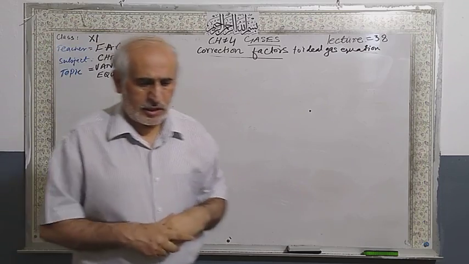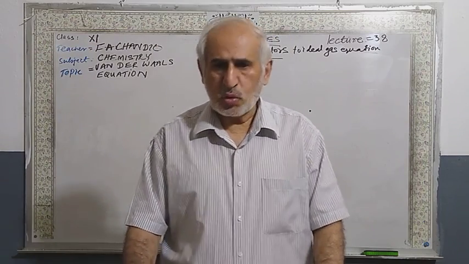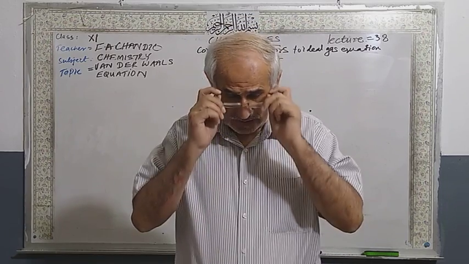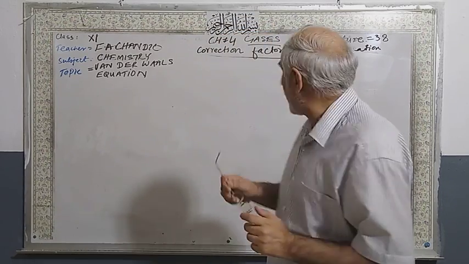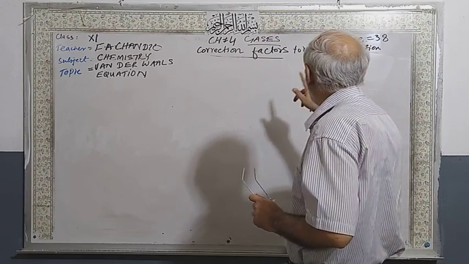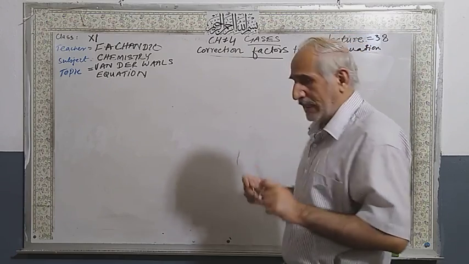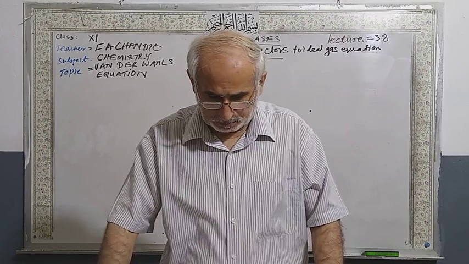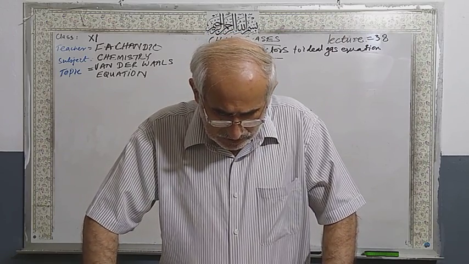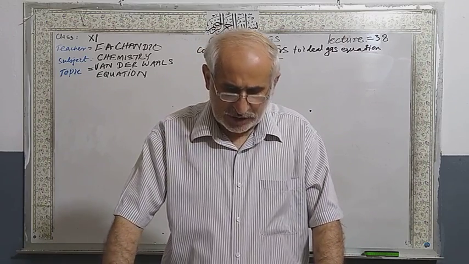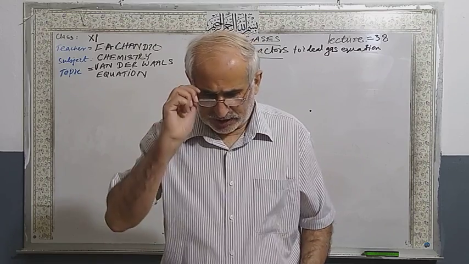So in the van der Waals equation, there are two correction factors to the ideal gas equation. One is a volume correction and the other is a pressure correction.